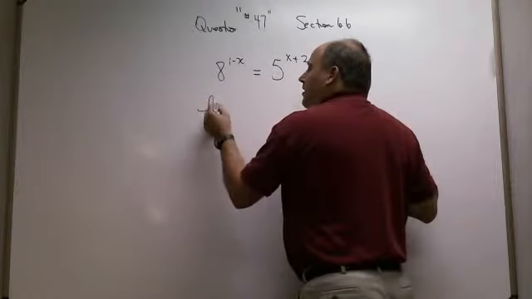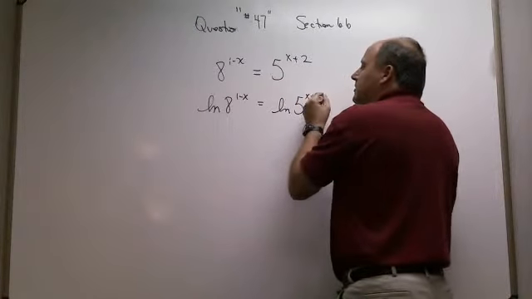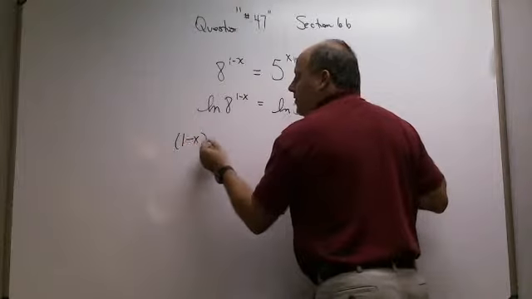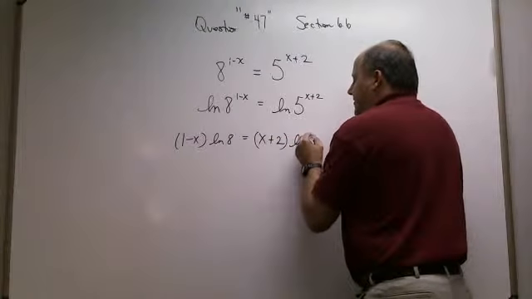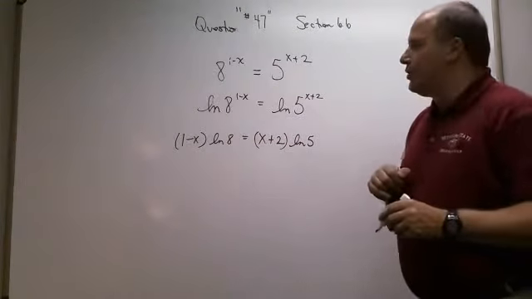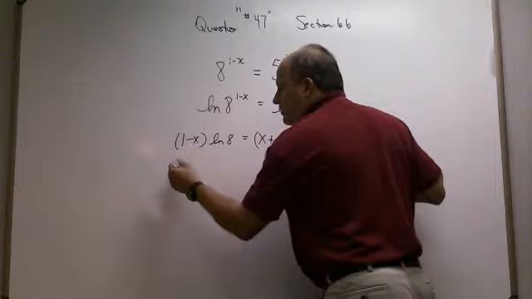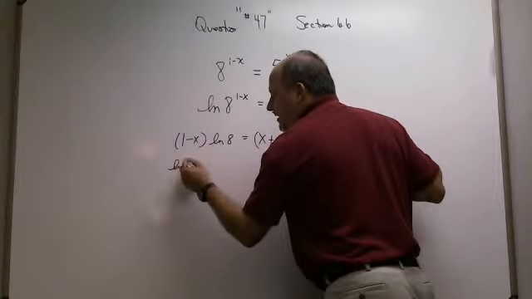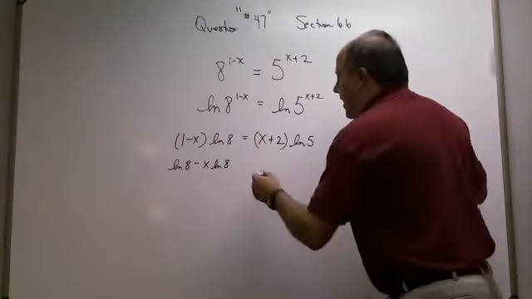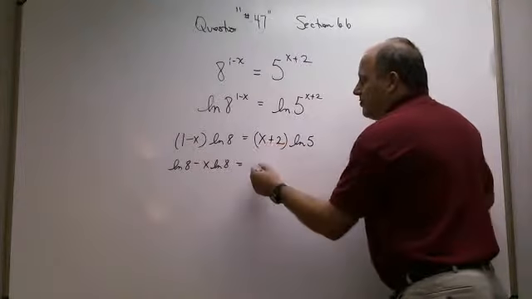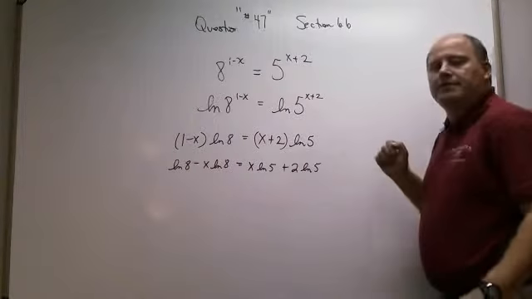So the natural log of 8 to the 1 minus x equals the natural log of 5 to the x plus 2. The 1 minus x is written as a factor in front, and the x plus 2 is written as a factor in front. So there's x's on both sides. You're going to distribute the natural log of 8, which is 1 times the natural log of 8, which is the natural log of 8, minus x times the natural log of 8. So distribute the natural log of 8, and that equals, and then distribute the natural log of 5, so it's x times the natural log of 5 plus 2 times the natural log of 5.